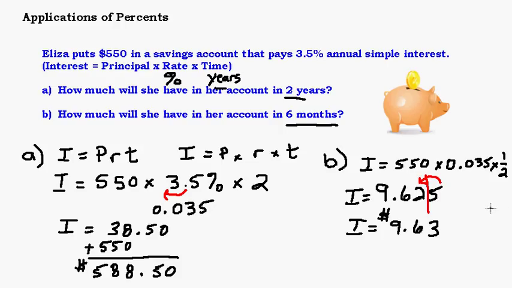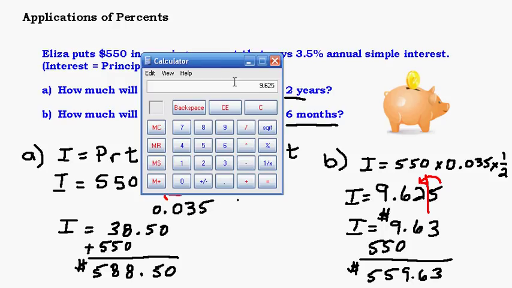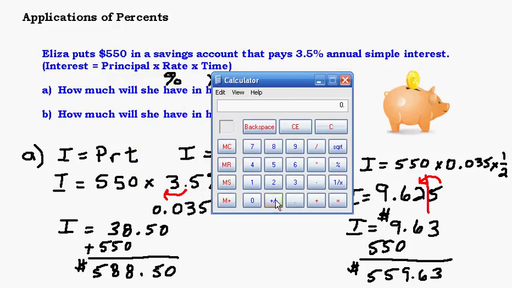All right, so now we need to figure out how much she'd have in her account. So we'll just add in the $550, and we'll get $559.63. There is another way to do this on the calculator. If you didn't know that 1/2 was 0.5, you could punch in 550 times 0.035, and then times by 1 and divide by 2. Remember that fraction bar means divide. So times 1 divided by 2 equals, and you get the same answer.